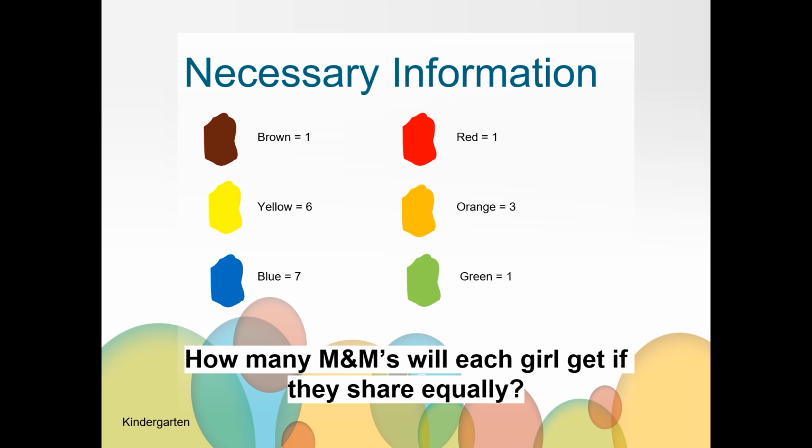How many brown M&Ms were in the bag? There was one brown M&M. How many yellow were in the bag? There were 6. What about blue? There were 7. Red? There was 1. How many orange M&Ms were there? There were 3. And how many green M&Ms were there? There was 1 green M&M.